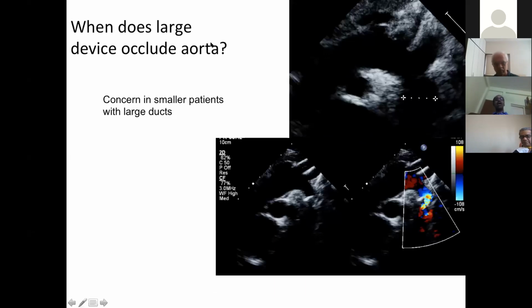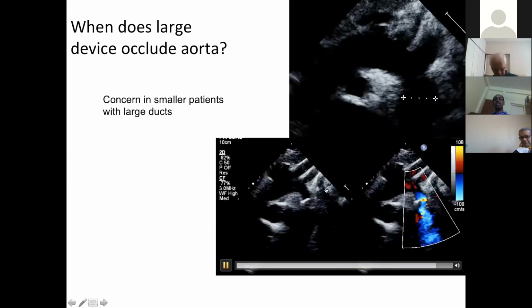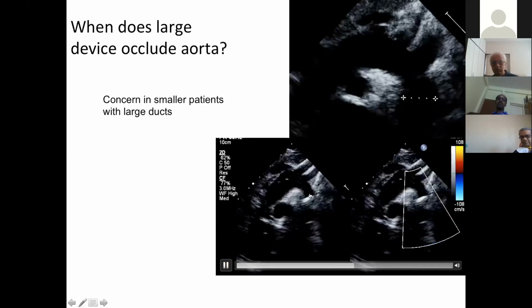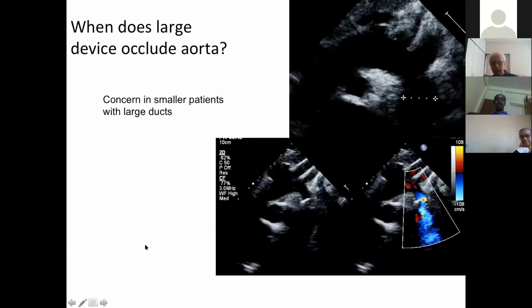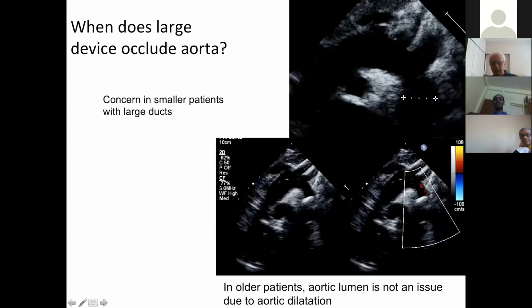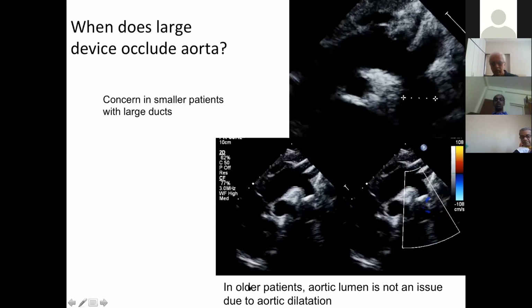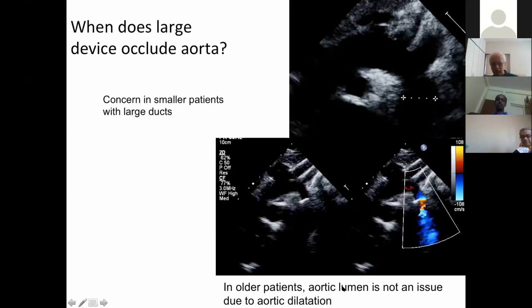When does a large device occlude a descending aorta? It is one of the concerns in smaller patients with large duct. Make it a point always to measure the isthmic area. Now, in some of the patients, in spite of having an adequate isthmus, the aortic retention skirt may protrude significantly and it may lead to obstruction. However, in older patients, aortic lumen is not an issue due to aortic dilatation.